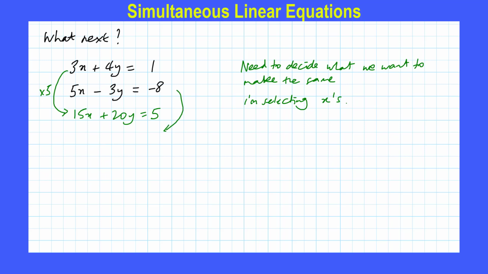And I'm going to multiply the second equation by 3. So again, notice every single term has been multiplied by 3. Now this is the important bit. We've got the same number of x in each one. So we're going to have to identify the difference between these two equations.